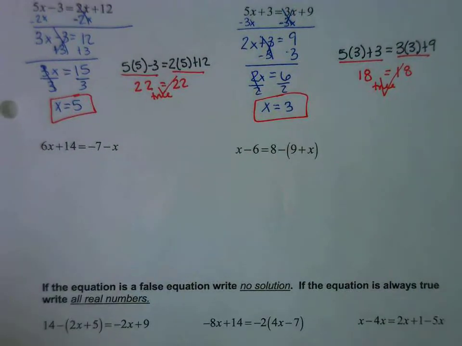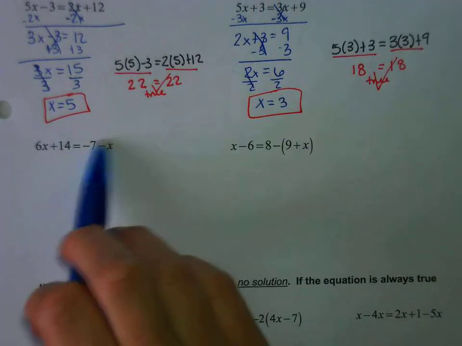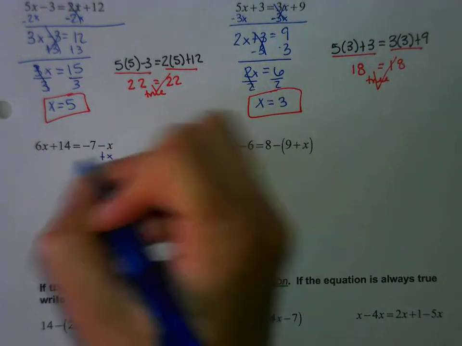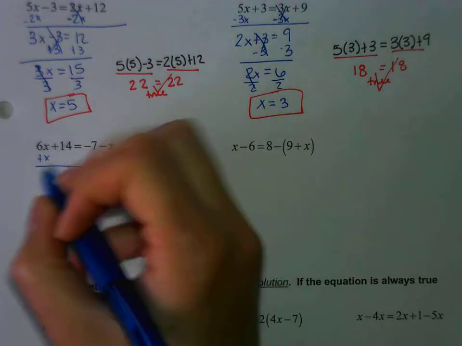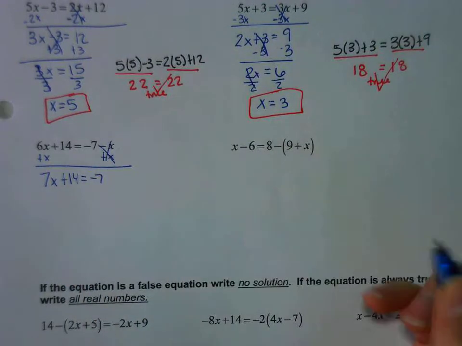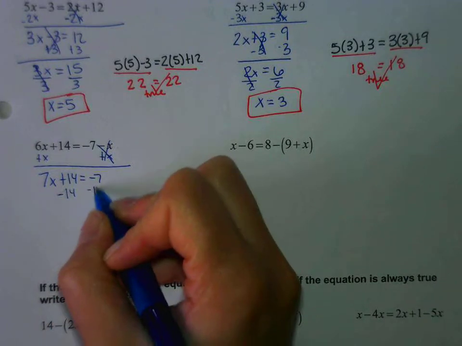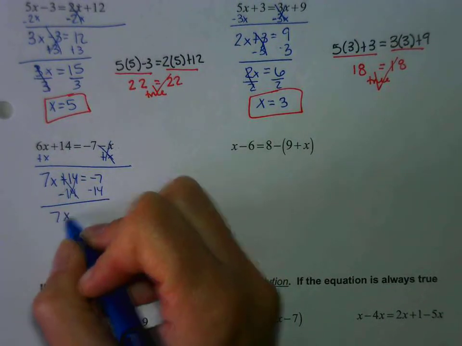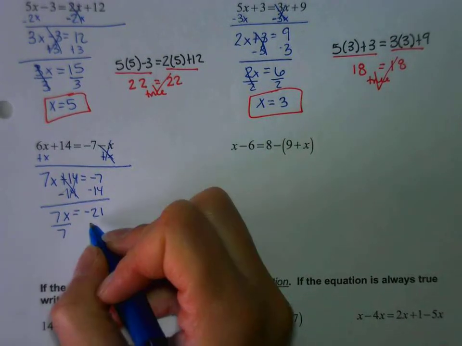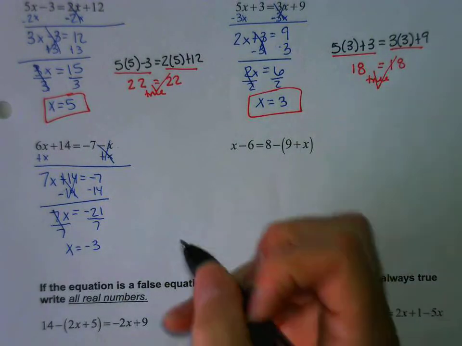I still don't have anything to distribute. There are no like terms on the left, no like terms on the right. So I'm going to move my variables. I'm going to take my negative x and add the 1x to both sides. So 6x plus 1x is 7x. Bring down my 14 and my negative 7. So two-step equation. Plus 14, I'm going to subtract 14 from both sides. So 7x equals negative 21. Divide both sides by 7. X equals negative 3.